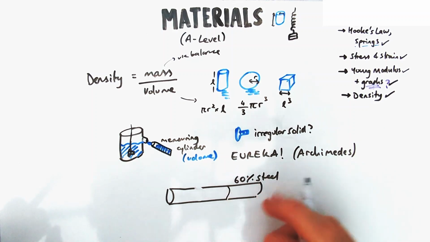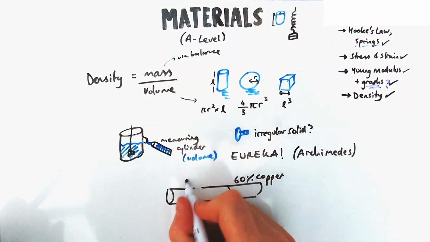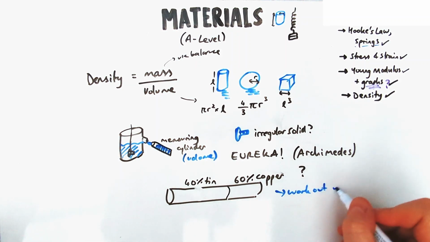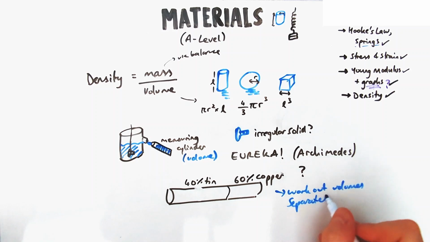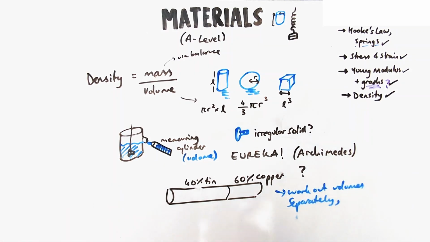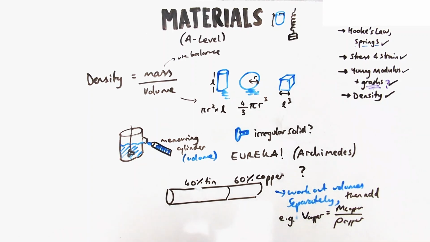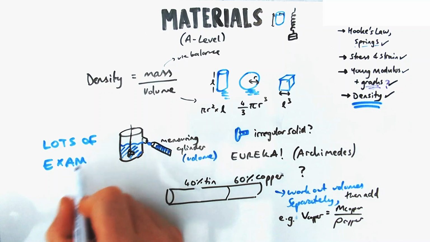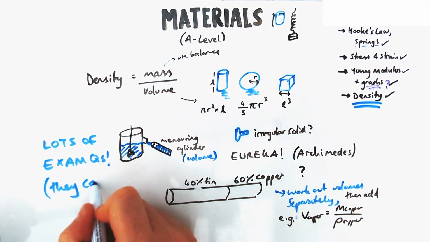Tricky density questions can come up if you've got alloys or things with 2 different materials in them, like this example where I've got copper and tin mixed together. What I'd have to do to work out the overall density or the overall mass is to work out the volume separately, and then work out the masses separately, and then use that to work out the overall mass. To work out the volume of the copper, I do the mass of the copper divided by density. And then essentially add them together. So there are lots of exam questions on this. Make sure you practice. They can be quite tricky to interpret.